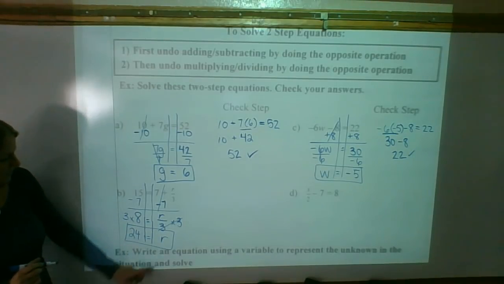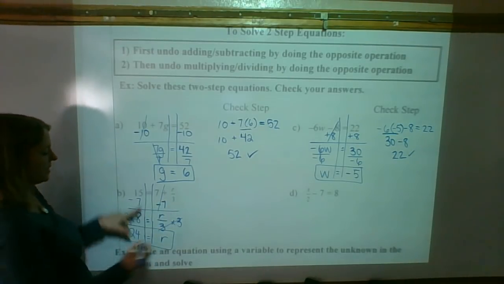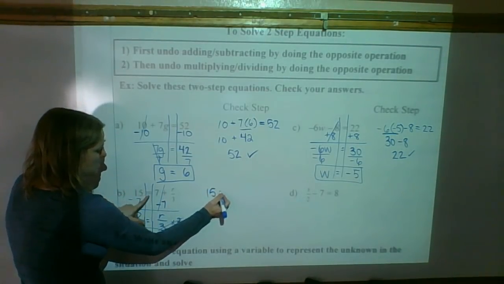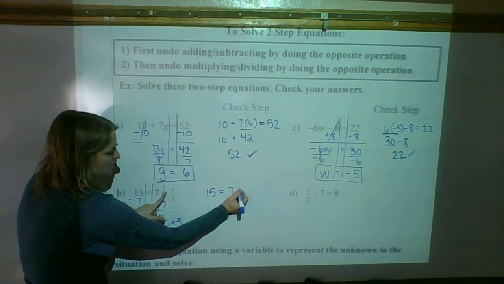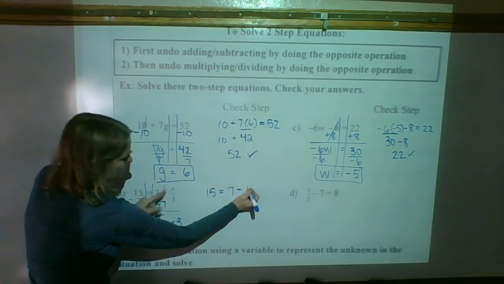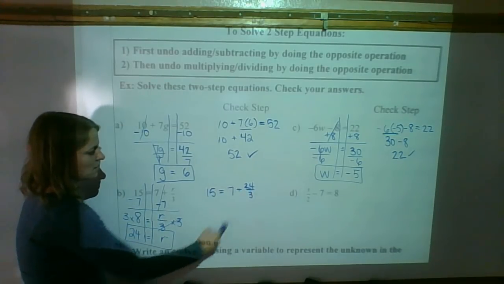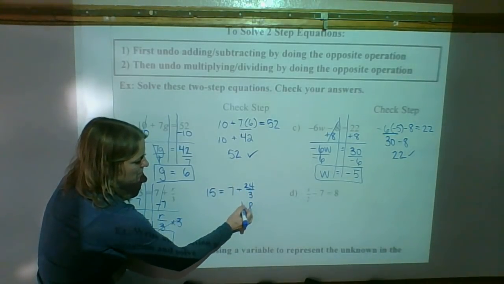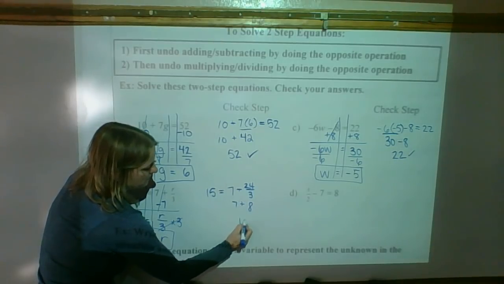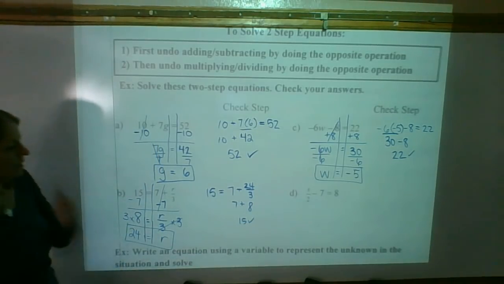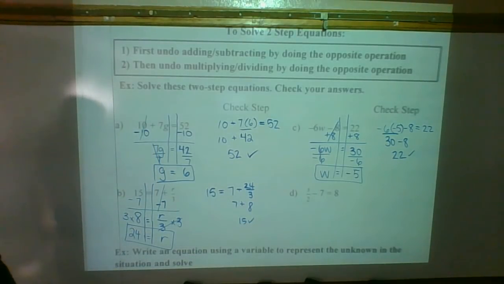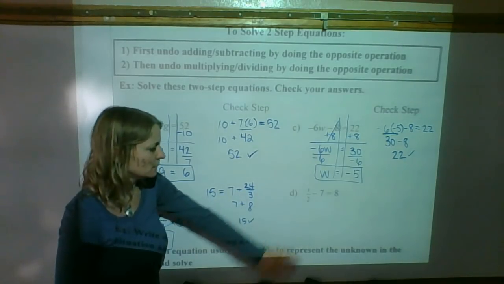All right, so let's see if that checks out. So I put the 24 back in there. I've got 15 equals 7 plus, and then put the 24 in, 24 over 3. All right, and then again solve. So 24 divided by 3 is 8, plus 7 makes 15. So it checks out. All right, so I'm gonna let you guys tell me what to do on D.